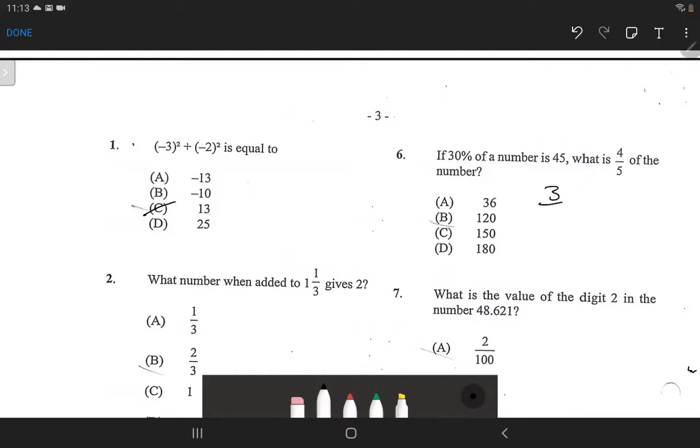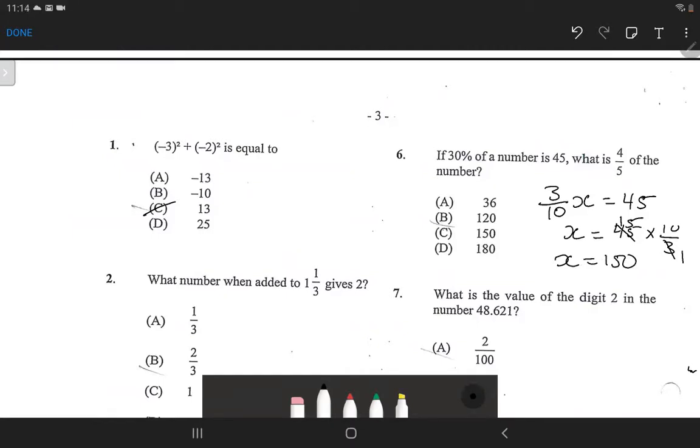Number 6, if 30% of a number is 45, what is 4/5 of the number? Well, we have 3/10 of a number is equal to 45. So that way we could figure out what the number is. The actual number is 45 multiplied by 10/3. 3 into 3, 1. 3 into 45 is 15. So the actual number is 150.